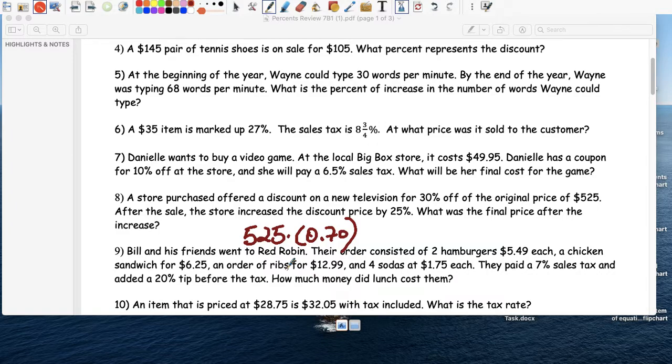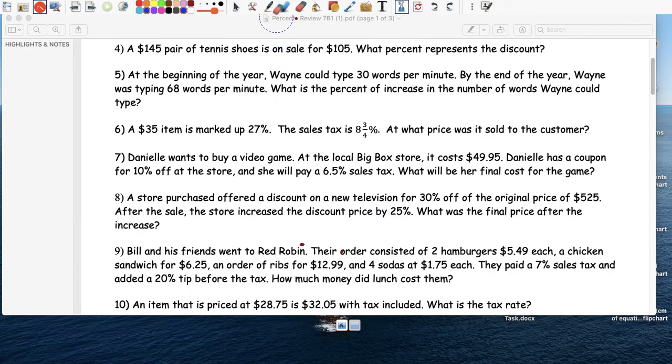Now that discounted price got another discount again of 25% off. So from that price, you're no longer responsible for 100% of it. You're responsible for 0.75 of it. So 525 times 0.7 times 0.75 gives you $275.63 without taxes. Okay, we're not doing taxes for this particular problem. Wait. Ignore everything I just said. Hopefully you ignore everything I just said.